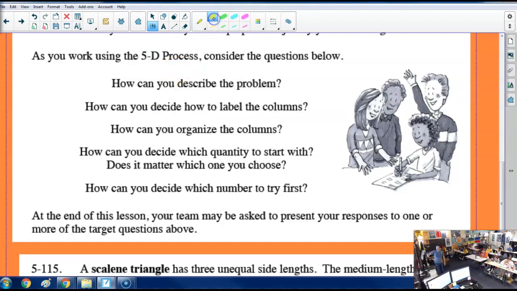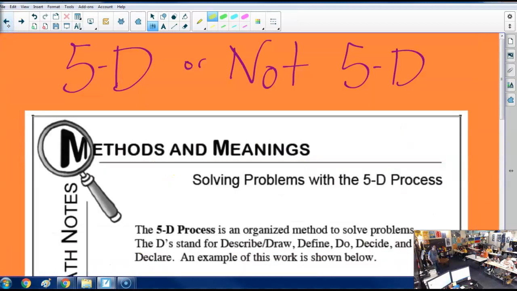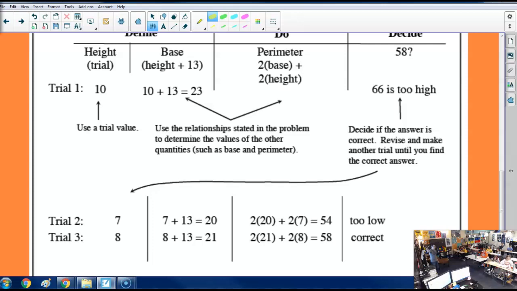This question right here, does it matter which quantity we choose for the trial? Anyone remember what we said yesterday? The thing we want in the leftmost column? If we go back to the thing we were just looking at, would we want the h plus 13 in the first column? Would we want the modified variable here? No, you want just the variable. So for that question, does it matter what we start with? You want to start with just a variable and then modified variables.